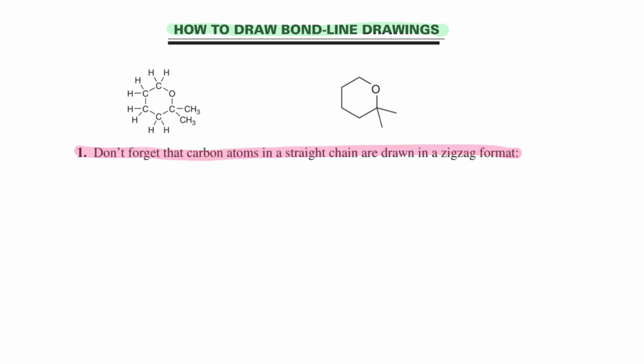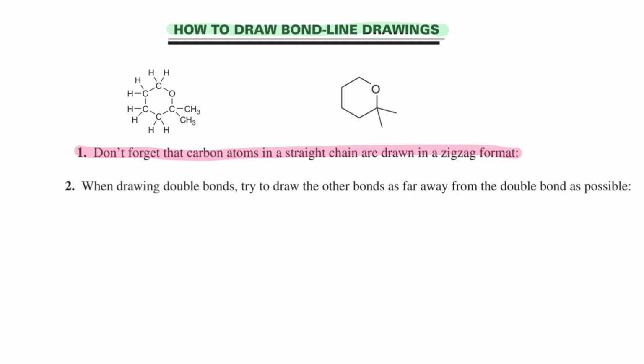The first rule, don't forget: the carbon atoms in a straight chain are drawn in zigzag format. Now consider 1, 2, 3, 4, 5. These are drawn in the zigzag manner. Keep in mind, carbon atoms which are in a straight chain should be drawn in the zigzag format.